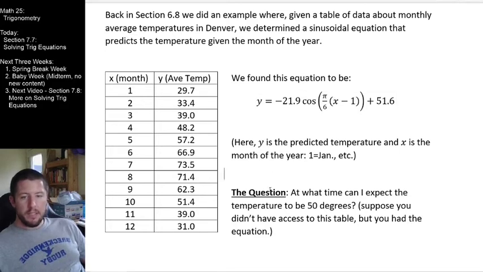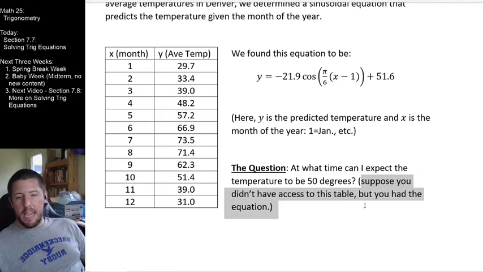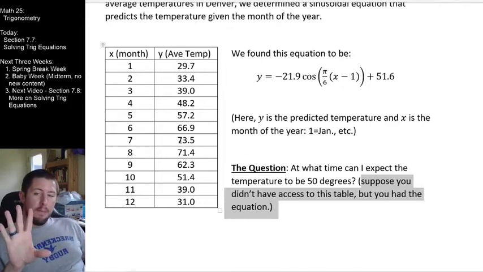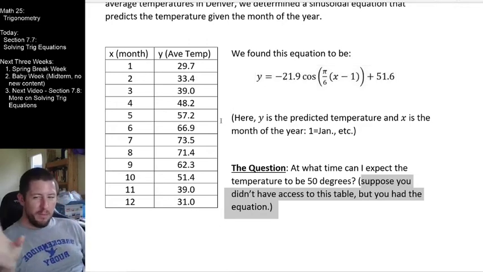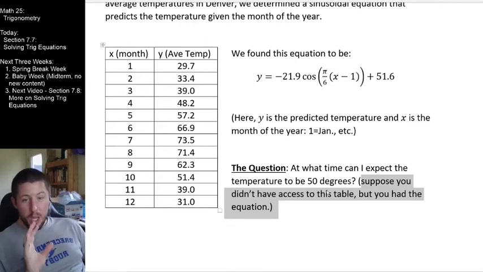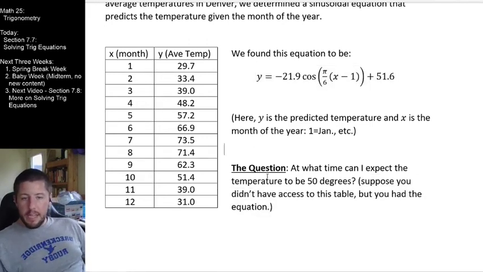So my question for you is, suppose you didn't have access to the table right here, but you did have access to this equation. The question is, at what time can I expect the temperature to be 50 degrees? When I say time, I mean in what month. So we use the table to build the equation, and now we're trying to use the equation to make predictions that we can kind of see in the table. If you have the table, you'd probably just look in the table. So I'm saying, suppose you don't have access to the table, but you're given this equation, which is typically the way you're going to see these problems anyway. When should we expect to get 50 degrees?